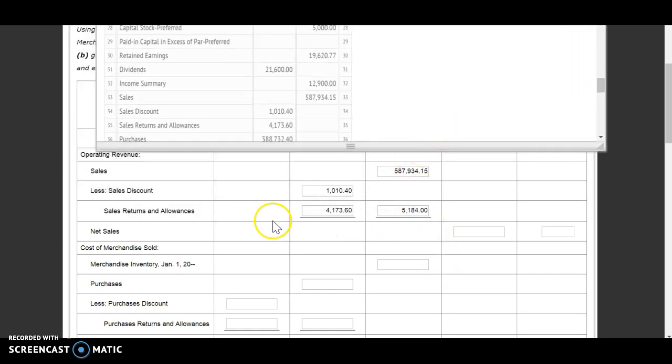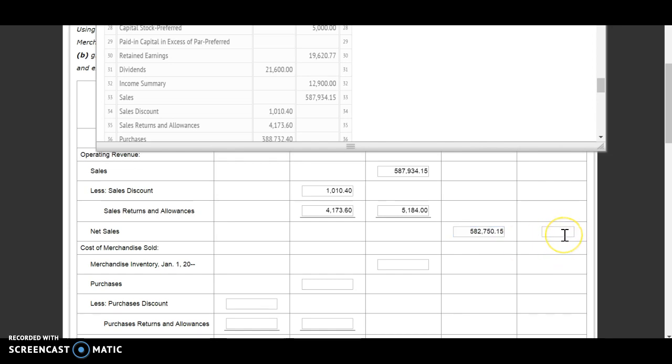Okay, next, it tells me that I'm going to subtract those two. So notice it says sales less, and that will give me my net sales. So I'm going to simply subtract those two numbers. Make sure that you pay attention to those clues that say things like less in there to tell us what we need to be doing. So 587,934.15 minus my 5,184. I should get $582,750.15.